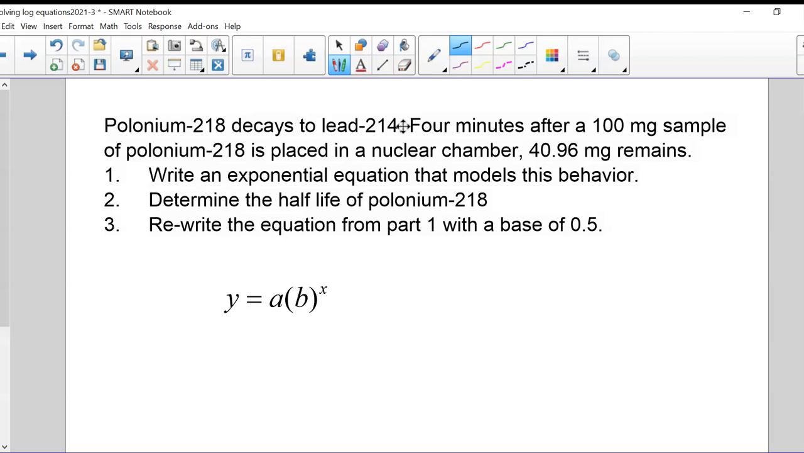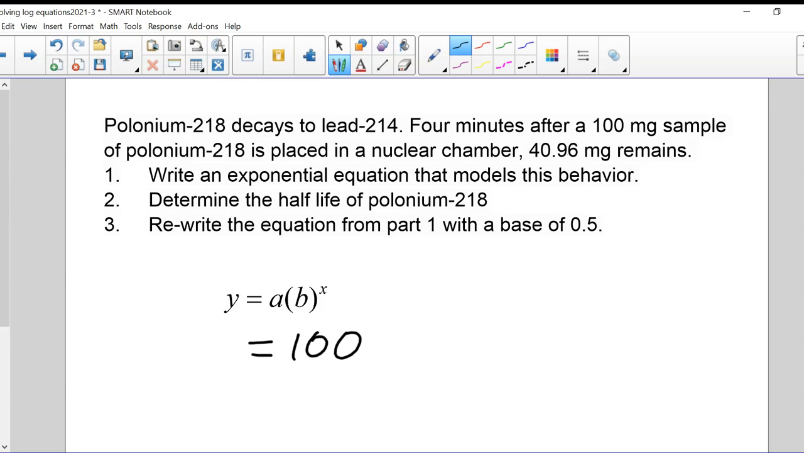I put in 100 milligrams of this sample, and after 4 minutes, I only have 40.96 milligrams remaining. So, can you help me out here, please, folks? Where do I put these various numbers that they gave us in the question? 4 minutes, 100 milligrams drops to 40.96, right? Because I need to figure out what the A and the B are so I can have an equation that models the behavior. You think the A is 100. Good call. That's your starting point. What else do we know?